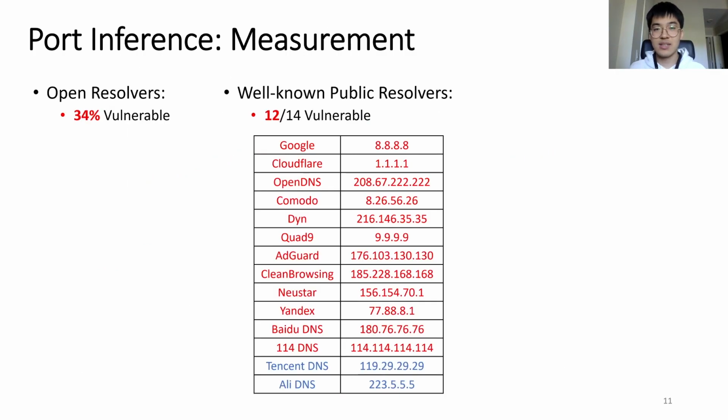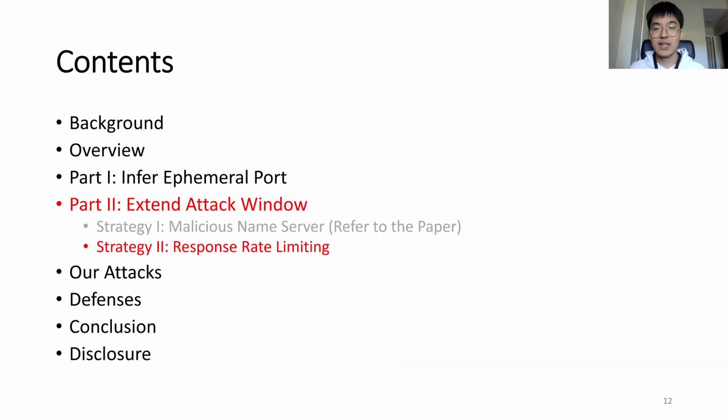Since this is a design flaw of the operating system, it affects a large population of the machines on the internet, including 34% of open resolvers and 12 out of 14 public resolvers, according to our measurement. So till now, the port inference problem is solved. Let's talk about how to extend the attack window.